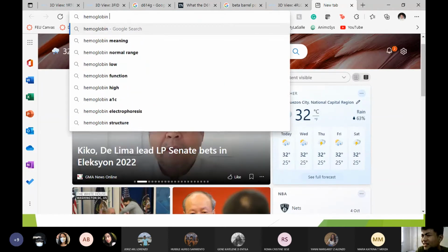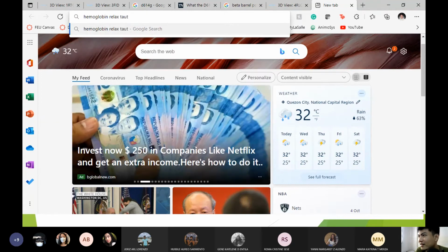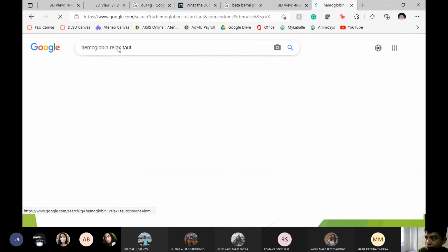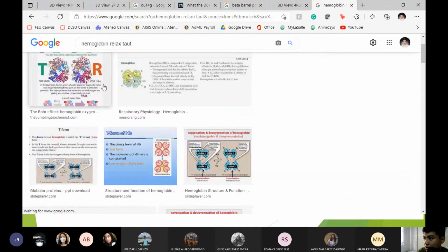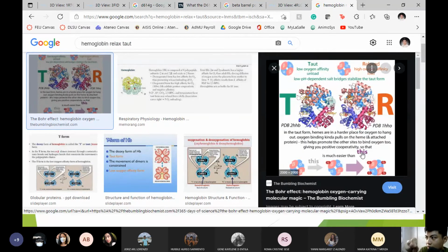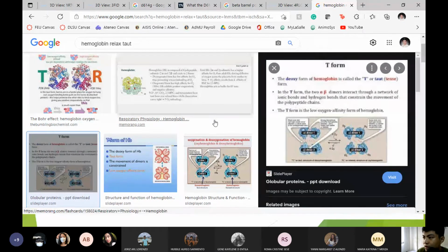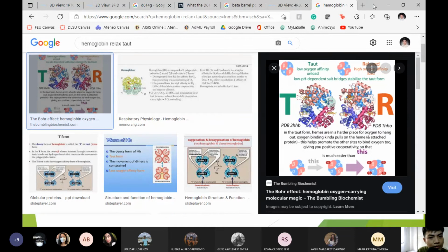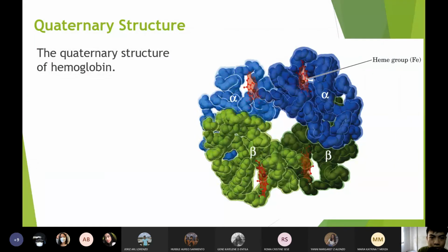Hemoglobin, relaxed, and taut. Okay, so ito yung conformation na nangyayari sa quaternary structure ng ating hemoglobin when oxygen attaches to it. Okay, so for the taut, ito yung may nakabind sa kanya, and then the relaxed, yun yung magre-release siya ng nakabind sa kanya. Okay, so pwede yan mag-contract or mag-expand. Okay, so that is the taut and the relaxed state. Okay, so yan lang yung function ng quaternary structure in terms of hemoglobin. Okay, so wala naman masyadong ganap.